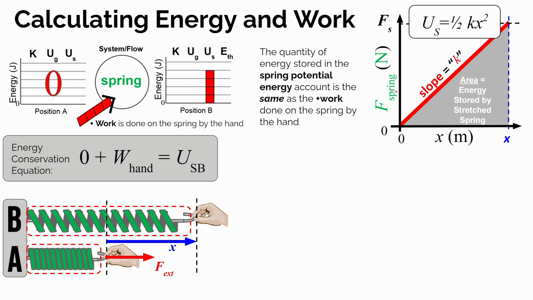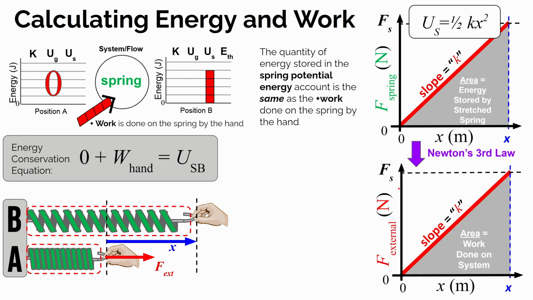This is a graph of the force the spring exerts on the hand as a function of its position, but this same graph, because of Newton's third law, would also describe how the external force has to change on the spring as the spring is being stretched. Because the force the spring pulls back to the left with has to be the same force as the hand is pulling with to the right, these two things are pulling on each other, and Newton's third law says if two things pull on each other, they have to exert the same size force at any instant in the opposite direction. So the size of these forces would be the same.